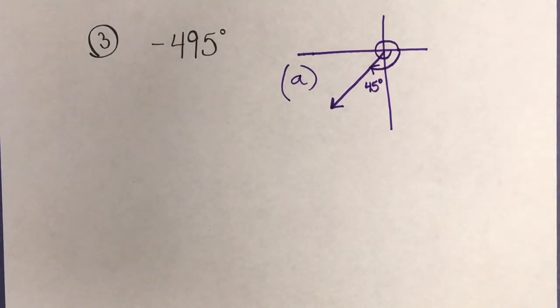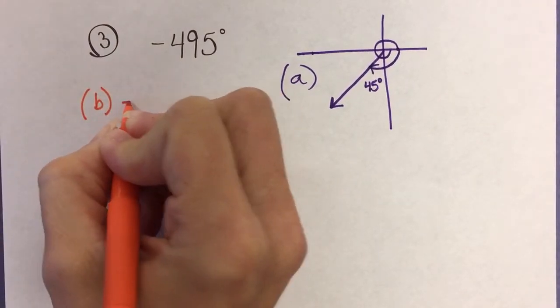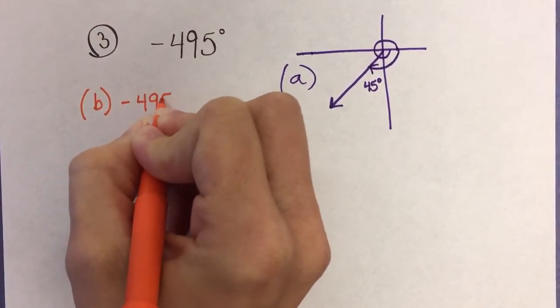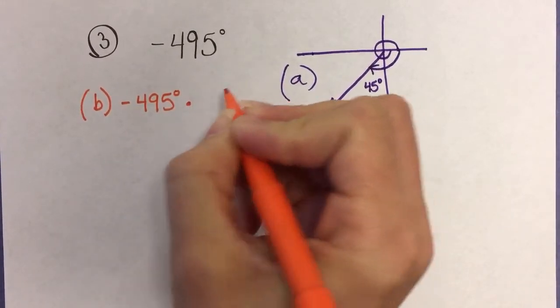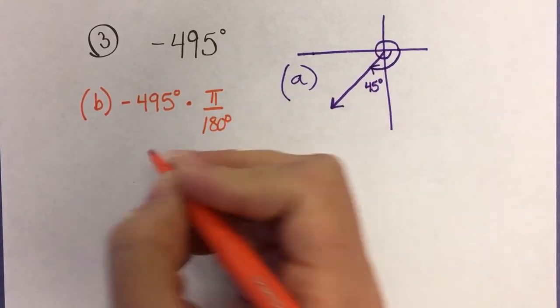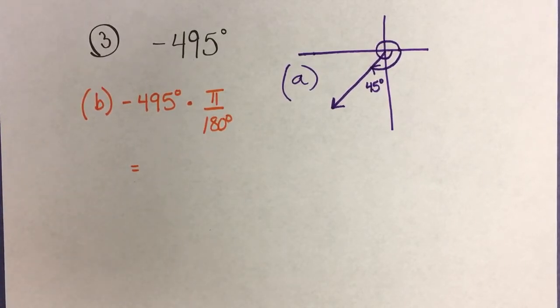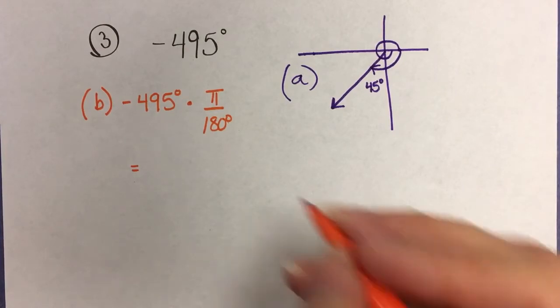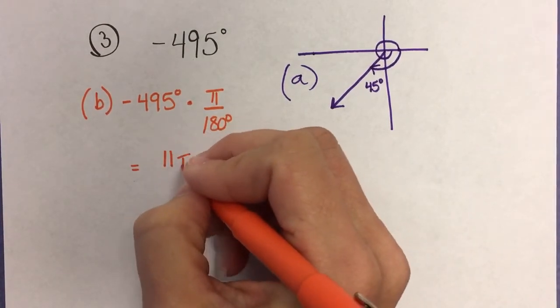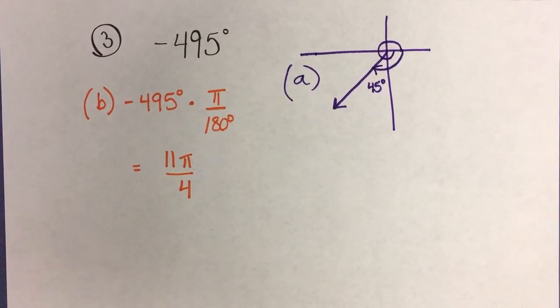Okay, B part. So I've got negative 495, and I've got to multiply that times pi over 180. So you can use your calculator. 495 divided by 180. And change that to a fraction, so you get 11 over 4. So that would be 11 pi over 4. Okay.